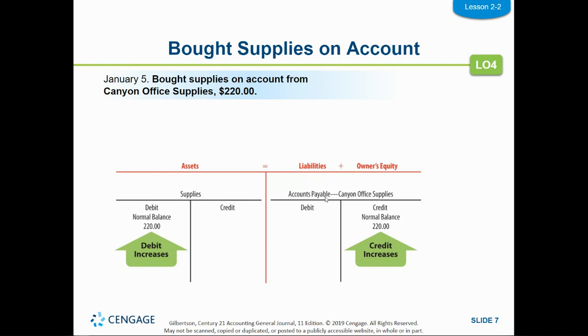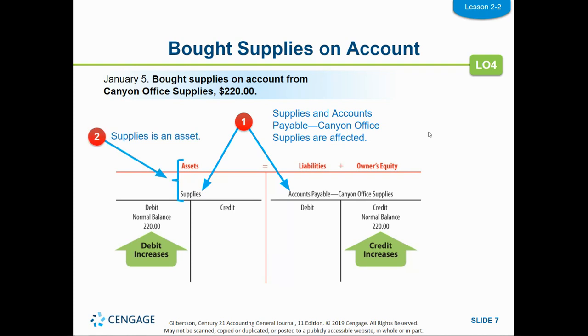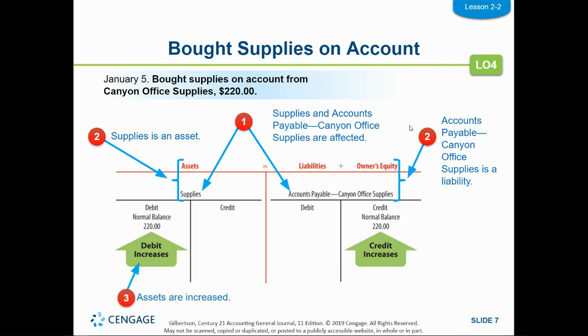So that accounts payable, we're going to pay that account, which is a liability because liabilities are things we owe. That is going to go up also. So in this transaction, we have supplies and accounts payable, Canon Office Supplies, as the 2 accounts affected. How are they classified? Supplies is an asset. Accounts payable is a liability. The asset is going to increase, so it's going to go up with a debit. And the liability is also increased, and it goes up with a credit.